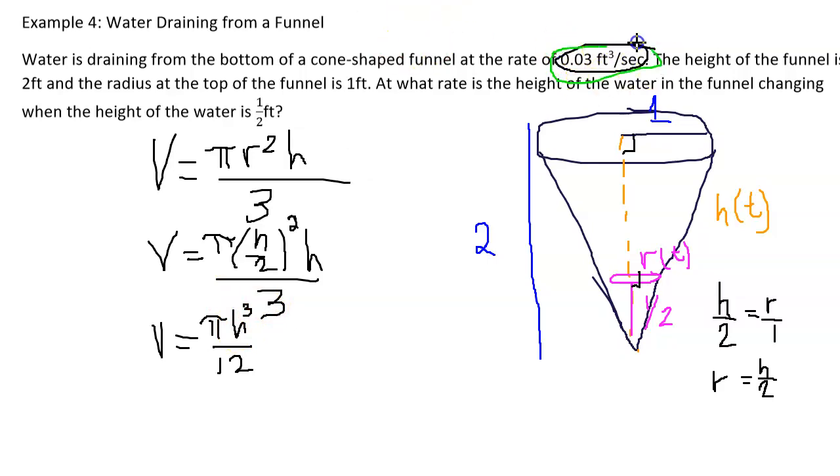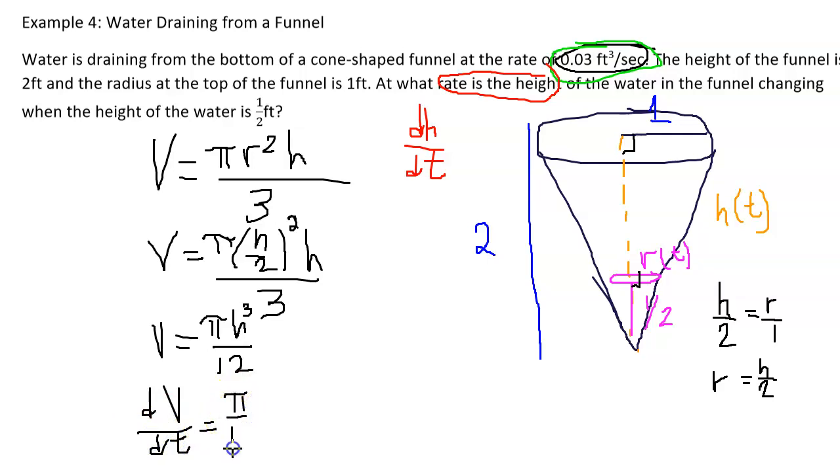So let's color code that. I don't remember what color I had it as before. So we'd like to know dh/dt. Let's take a derivative. Volume becomes dV/dt. Pi over 12 is just a constant. It's going to stay that way. For the h cubed, we're going to use our power rule. So 3h squared dh/dt, a little chain rule in this implicit differentiation.